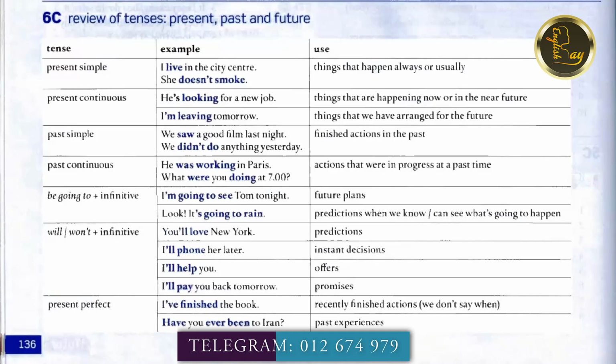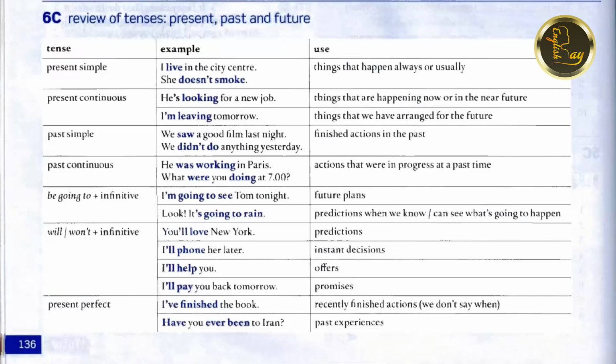We saw a good film last night. We didn't do anything yesterday. The past simple we use with a verb, and some verbs can be regular or irregular. Irregular verbs change themselves, for example saw from the verb see, and some verbs don't change. Okay, and for negative we use did not. So we use past simple to talk about finished actions in the past.